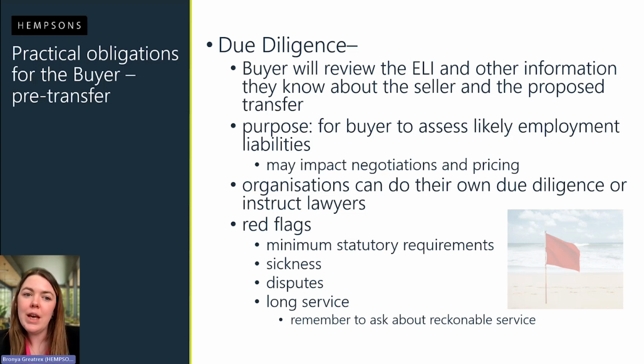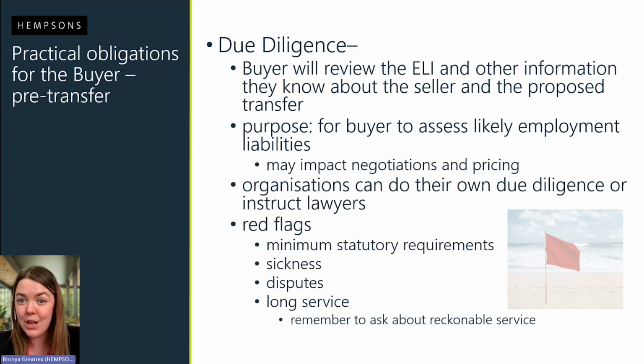It's important to remember, as Julia said, that TUPE operates automatically. So even if an employee is mistakenly left off the ELI or purposefully left off the ELI, if they're caught by TUPE, they will automatically transfer anyway. So what can you do about that if you unexpectedly receive someone that you weren't expecting to? Well, a buyer can make a complaint to the Employment Tribunal in relation to the seller's failure to provide the necessary ELI, and that is a claim that must be brought within 3 months of the date of transfer. If they're successful, the ET can order the seller to pay the buyer compensation, and it looks at what is just and equitable in the circumstances.